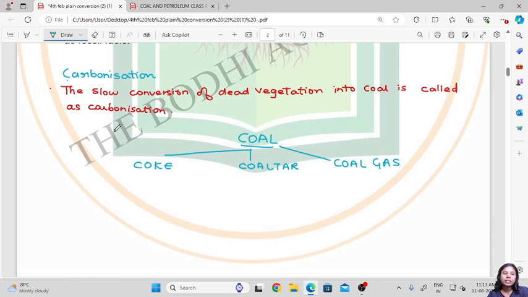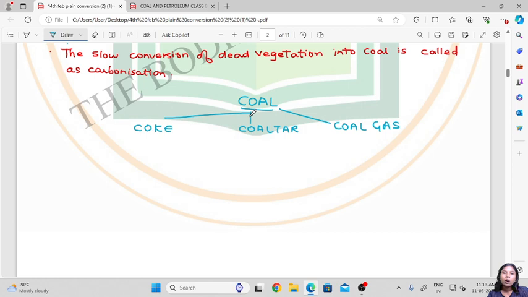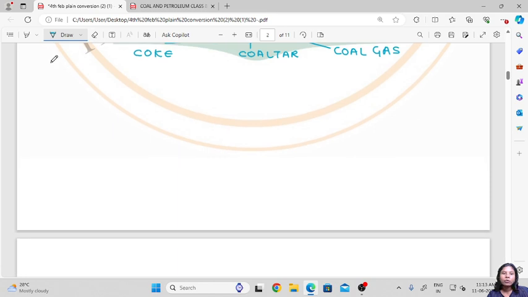Carbonization was the slow conversion of dead vegetation into coal, and it was known as carbonization because the major constituent of coal is carbon. Further, we saw some other products of coal like coke, coal tar and coal gas, what their uses are, and how they were prepared.